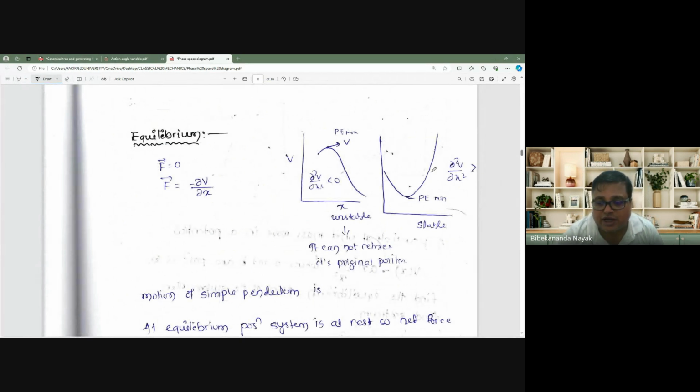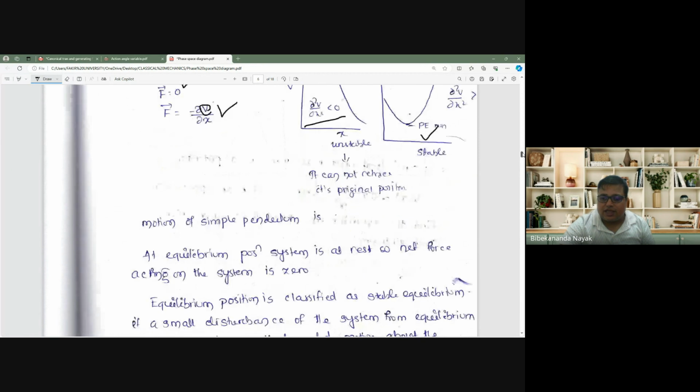We know there are two kinds of equilibrium when we discuss small oscillations: stable equilibrium and unstable equilibrium. At equilibrium, force is zero, but for a conservative system, force is the negative gradient of potential, minus del V by del x. So the potential is either a maximum or a minimum at equilibrium. How do you check whether V is maximum or minimum? You take its second derivative. If the second derivative is less than 0, then V is maximum. If it is greater than 0, then we call it minimum.